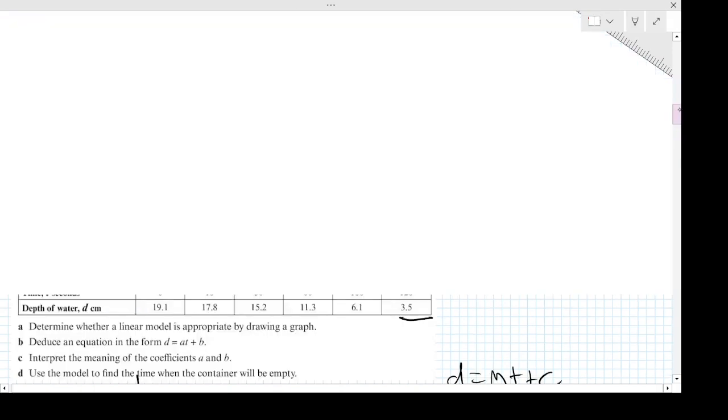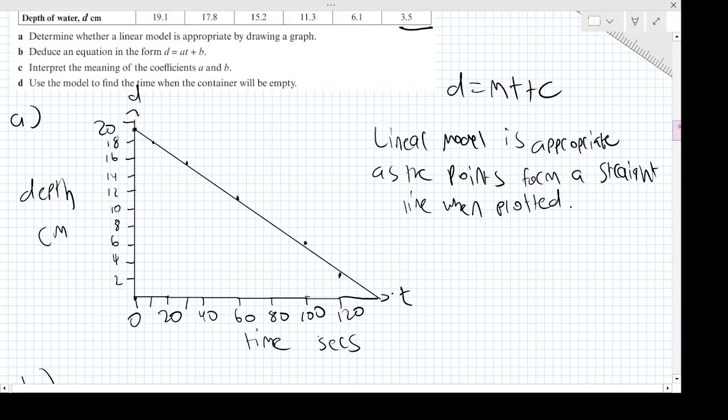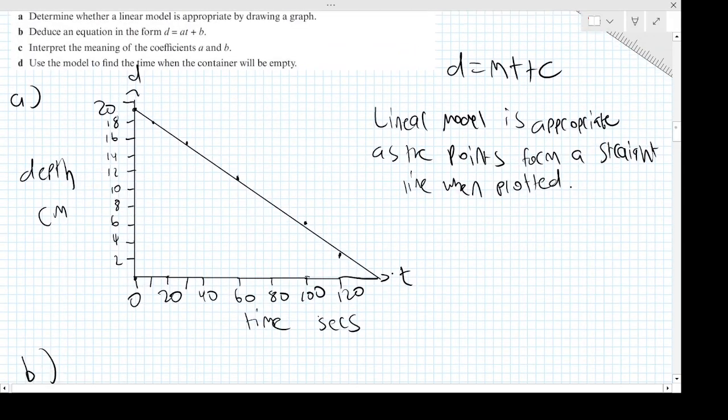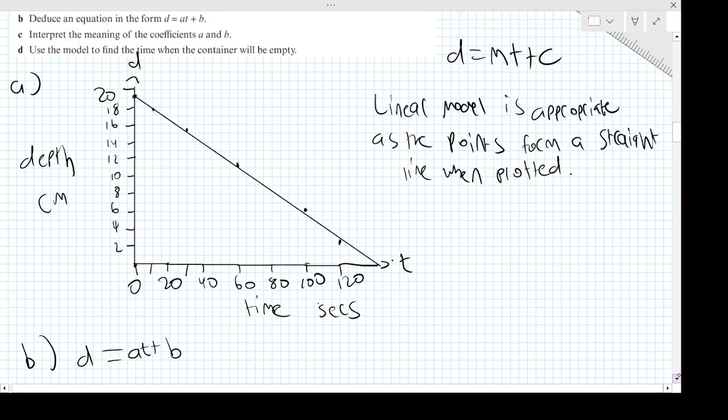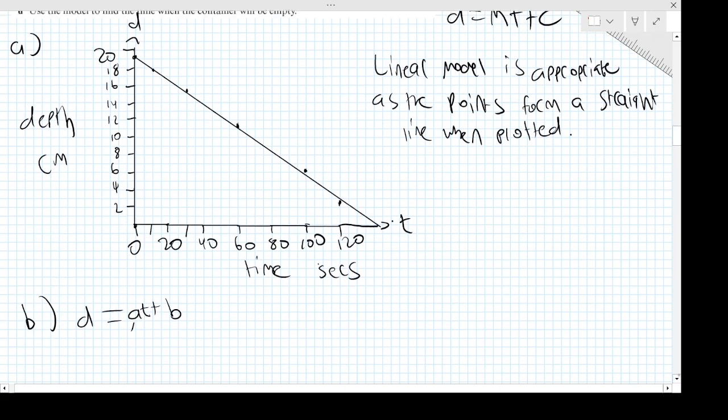Then part B is deduce an equation of the form D is AT plus B. Well, that's just what we talked about. Instead of y is mx plus c, we have D is AT plus B, but it's the same thing. If we compare it to y is mx plus c, A is going to be the gradient, and B is our y-intercept.